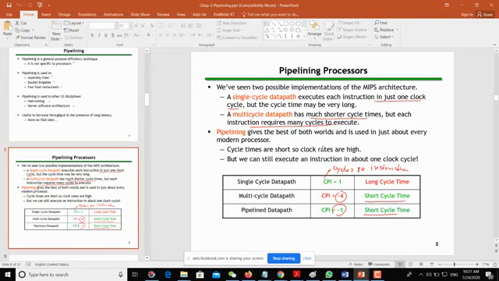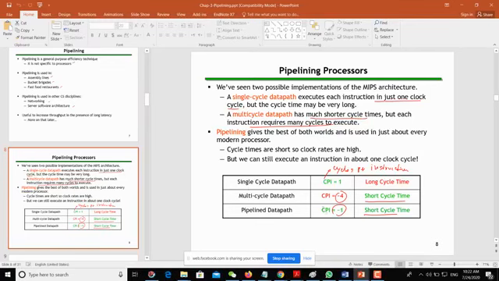The point: cycle times are short, so clock rates are high. When the cycle times are shorter, the clock rates will be very high. The clock will move faster, but we can still execute an instruction in about one clock cycle. Yes, it's possible.